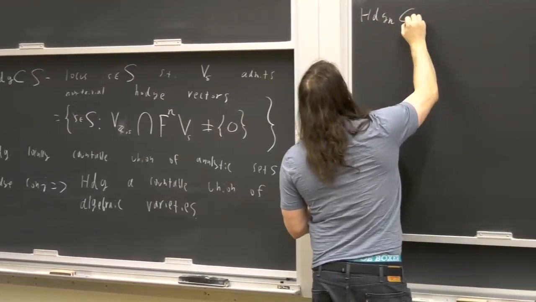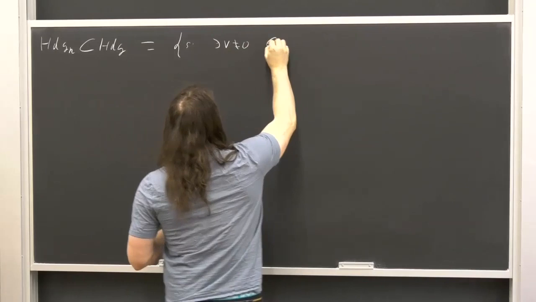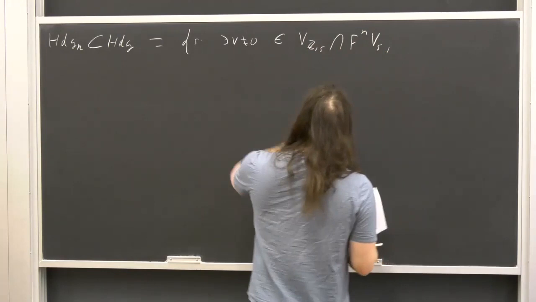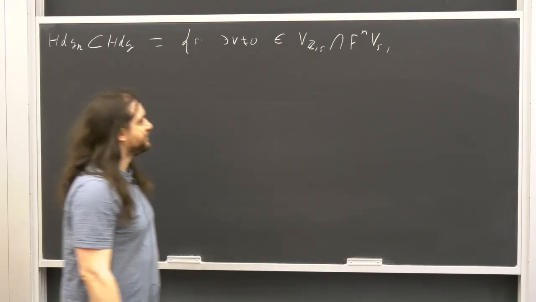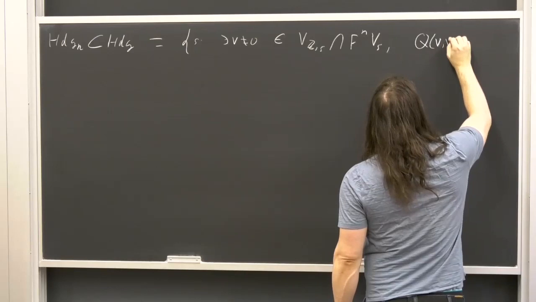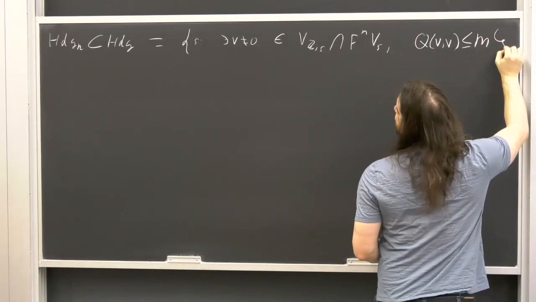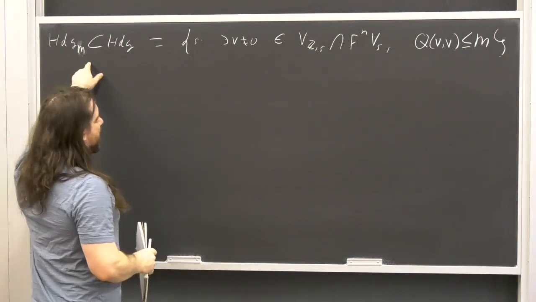We can define Hodge_N inside Hodge to be the set of s such that there exists some vector v, not zero, in this intersection we talked about. And let's bound the complexity of v. So we're in even dimension because we're looking for cycles. They're always even real dimension, even though they could be odd complex dimension. And let's insist the Hodge form on them, which is the same as Q(v,v), our polarization form, is less than or equal to some integer N. Sorry, I shouldn't have used n here. Yes, my notes have it right, my brain just doesn't. So we can stratify by these, and then we should get a locally finite union.